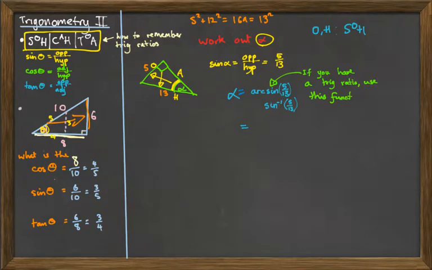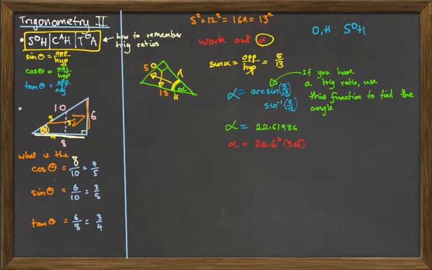So this says if you have a trigonometric ratio, use this function to find the angle. That's what we were talking about. So alpha, when you do this in your calculator, you get 22.6 degrees, or 22.61986 degrees. So alpha, we can say, is 22.6 degrees to 3 significant figures.